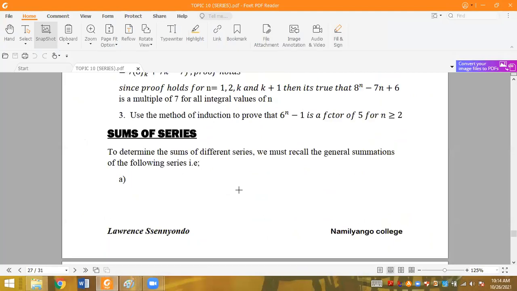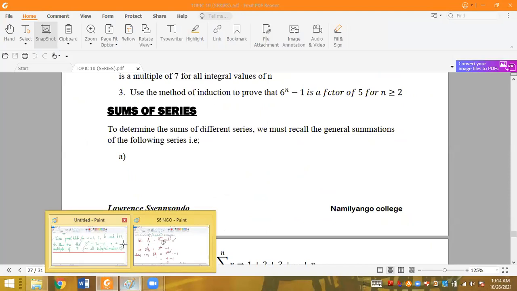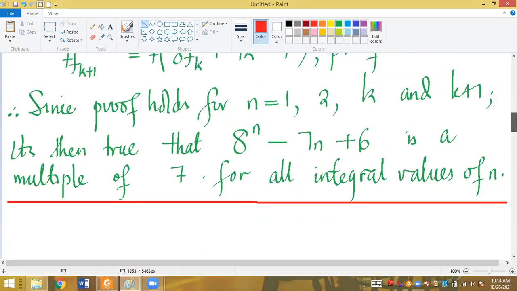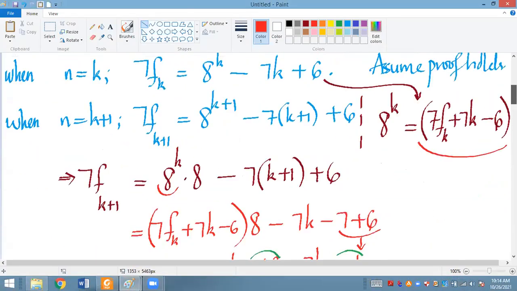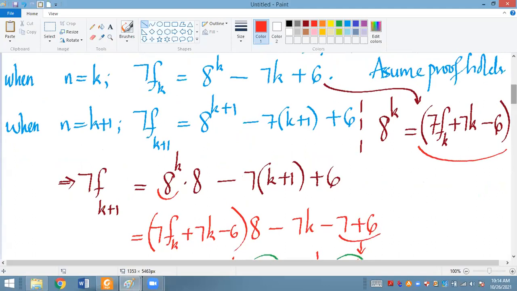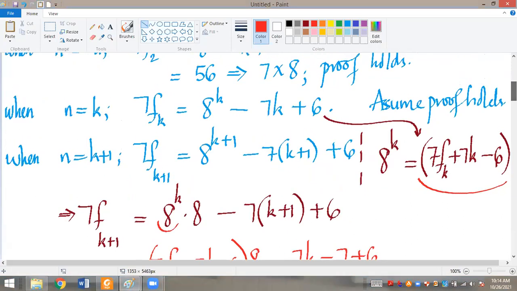I have a question. There's that step where you made 8 power k the subject of the equation. I need to understand why you did that. Remember, just like in the sums of series, when proving by induction, we use the previous assumption stage. We apply the assumption stage.